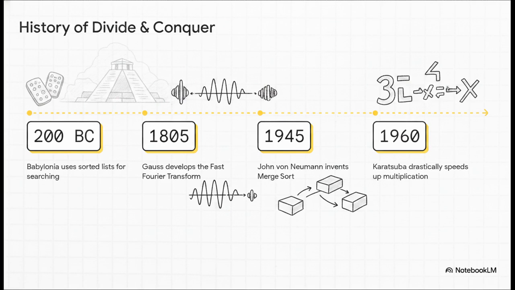Fast forward a few centuries to 1805, and you have Carl Friedrich Gauss using a very similar approach to develop what we now know as the fast Fourier transform. That incredible breakthrough paved the way for computing pioneer John von Neumann to invent the merge-sort algorithm in 1945, using a two-subproblem divide-and-conquer approach. And ultimately, this all leads us to 1960, when mathematician Anatoly Karatsuba totally shocked the math world by applying this exact same logic to multiplying massive numbers together.